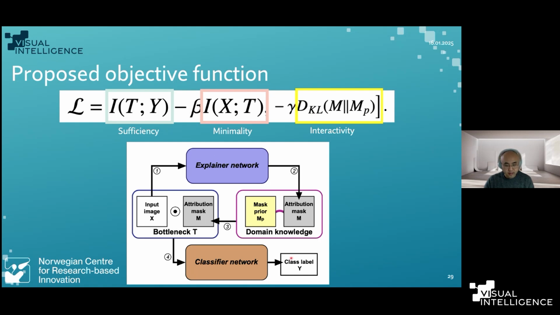And this is the whole pipeline. So we have an X here, the input data image, that is processed by the explain network to create some attribution mask M. And if there's a mask prior, it can be coupled with this attribution mask M, and this whole mask can then be combined with the input again to create the bottleneck representation T based on the Hadamard product, and then classified by the classifier network to make some prediction, right?